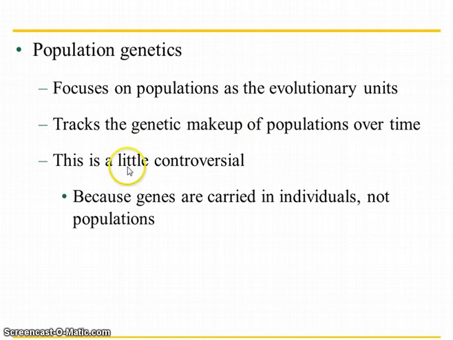Now some people have a problem with this because genes are carried in individuals, not over populations. But that's where we see the changes. We see it at the population level. We see how overall you have more yellow beetles than brown.